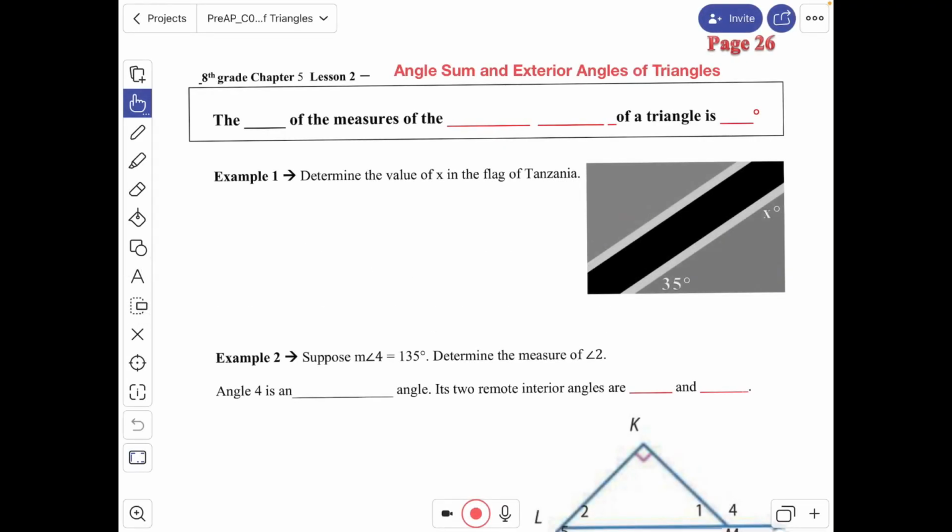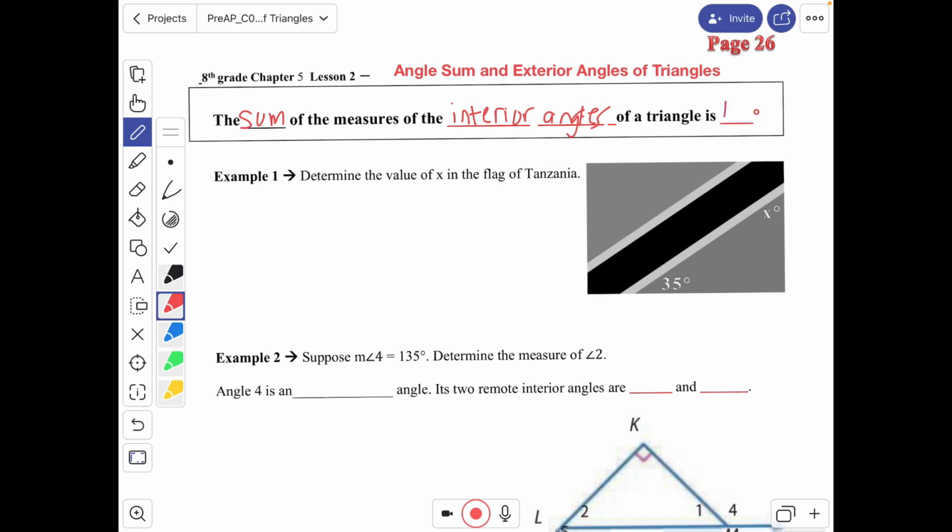Today we're covering 8th grade, Chapter 5, Lesson 2, Angle Sum and Exterior Angles of Triangles. The sum of the measures of the interior angles, that would be the angles inside the triangle, of a triangle is 180 degrees. And we've kind of already covered that, so not new information.